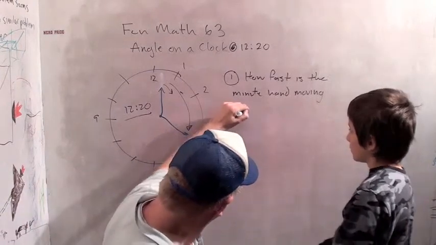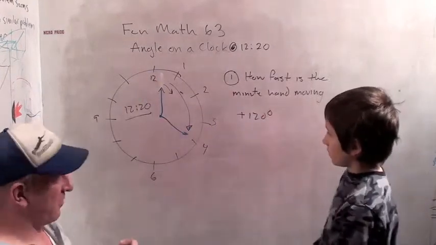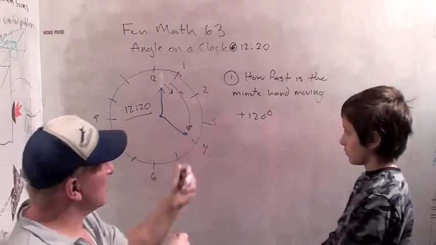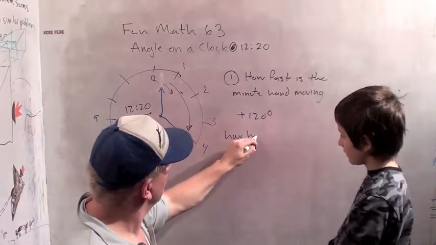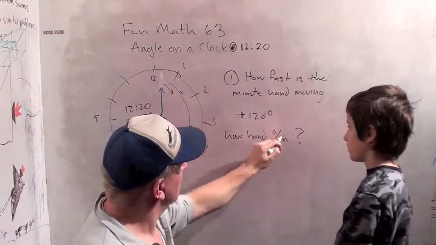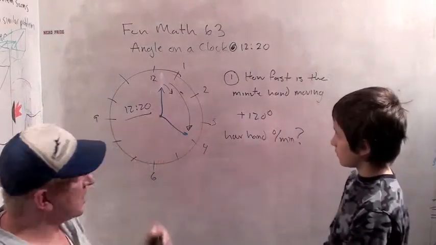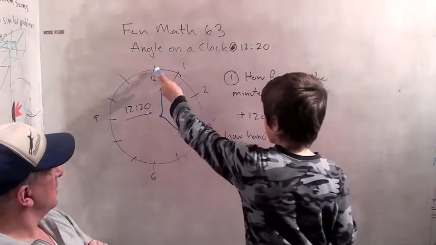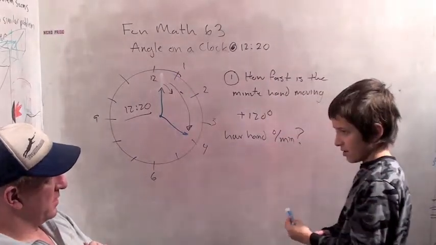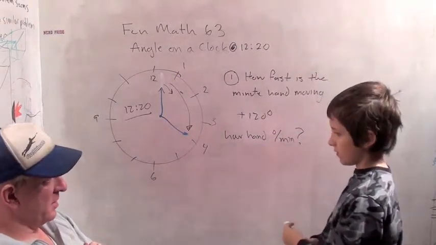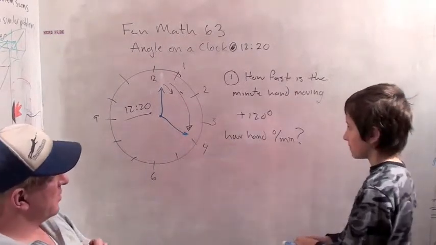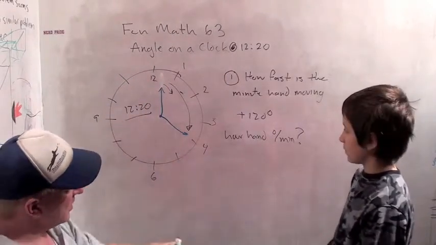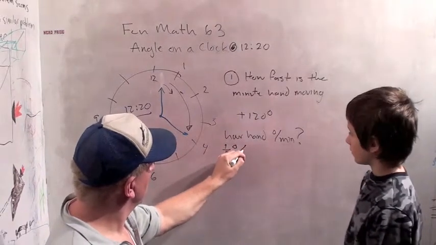So we have plus 120 degrees from the minute hand. Now we have to figure out how far the hour hand moves. But first, let's figure out how fast the hour hand is moving in degrees per minute. How are you going to figure that out? Well, each of these is an hour, so it moves 30 degrees in an hour. 30 degrees for every 60 minutes. 30 over 60 is a half, so it moves half a degree per minute.